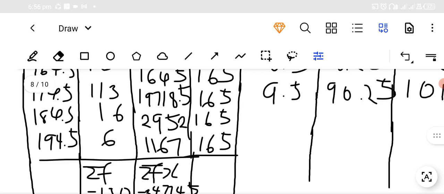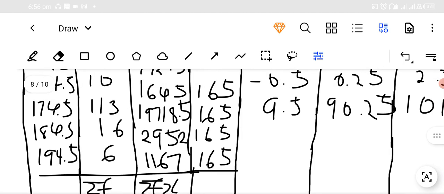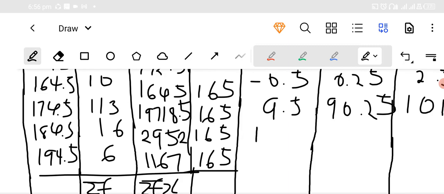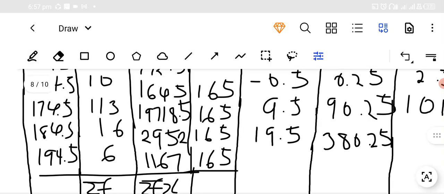Then the next one is 184.5. 184.5 minus 165. You're going to have 19.5. Square it, then 380.25. Then times the frequency, which is 16. 380.25 times 16 will be 6,084.